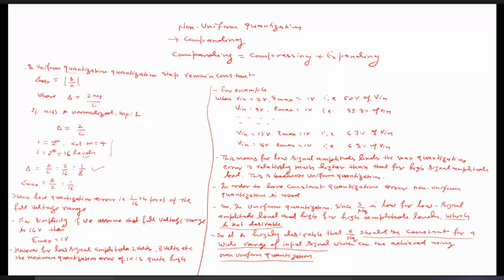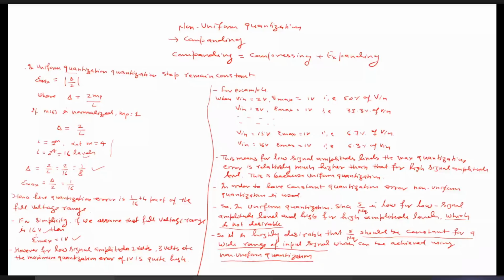Okay, so now if we consider that the full input voltage range is 16 volt, then this maximum quantization error will be nothing but 1 volt. So we can consider that this 1 volt at the voltage range of 16 volt is quite sufficient. Actually, it is not very high. We can assume that if this much quantization error is coming, then it is quite low as compared to the 16 volt.